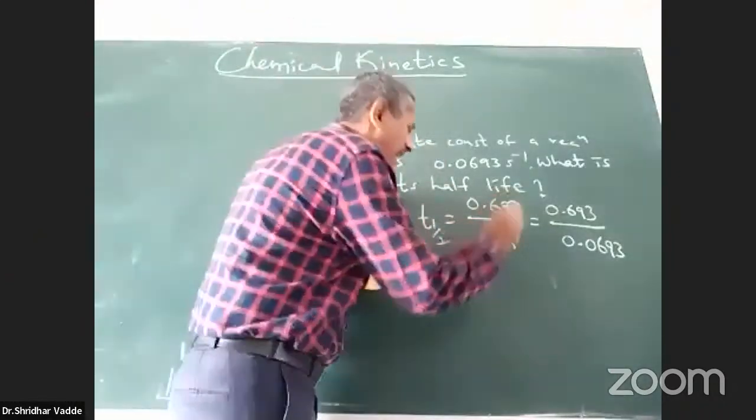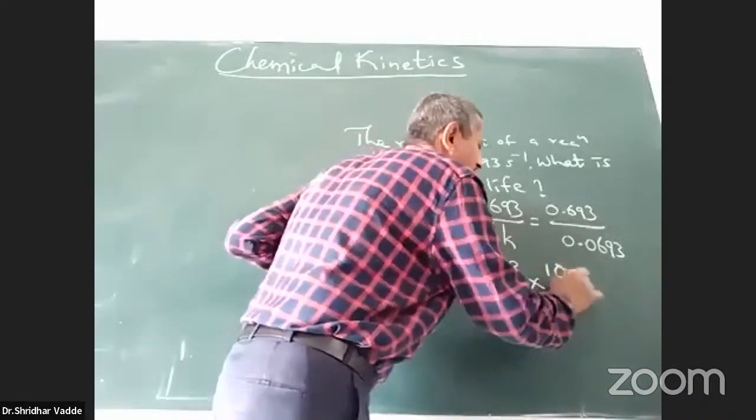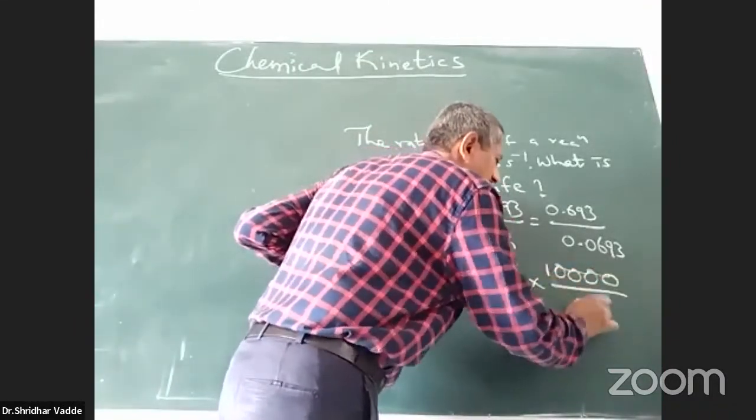So that is what I can say, like 693 by 1000, 10,000 by 690.